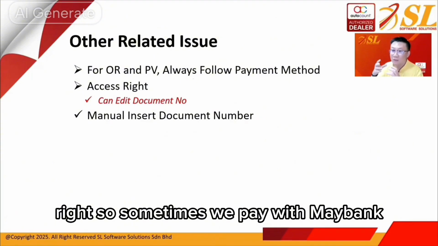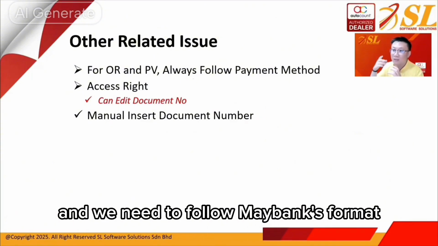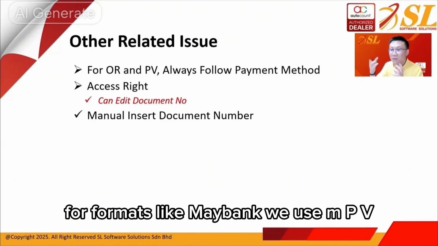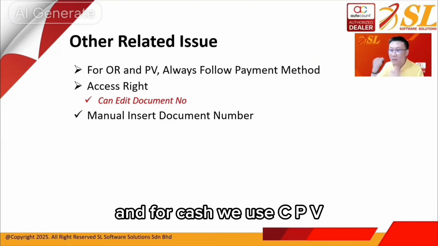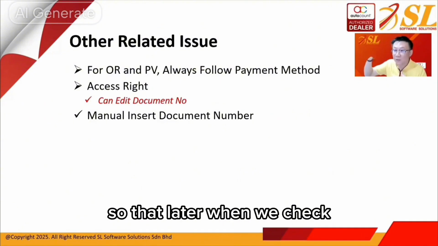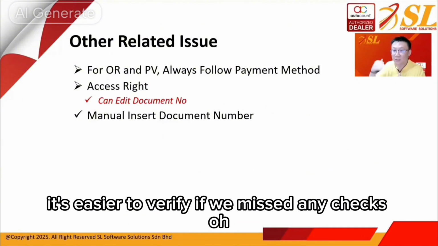So sometimes we pay with Maybank and we need to follow Maybank's format. If we pay with cash, we use the cash format. For formats like Maybank, we use MPV, and for cash, we use CPV. We need to follow the running number according to our payment method so that later when we check, it's easier to verify if we missed any checks.